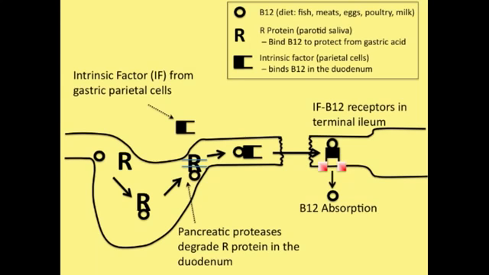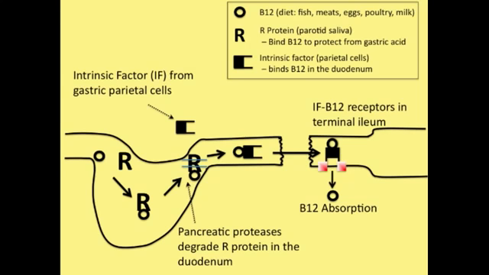Here we go. Now, which of these conditions is associated with B12 deficiency? Chronic pancreatitis or celiac disease? B12 deficiency is seen in both. So both conditions, celiac disease and chronic pancreatitis, can lead to B12 malabsorption, not to mention fat, and fat-soluble vitamins also.